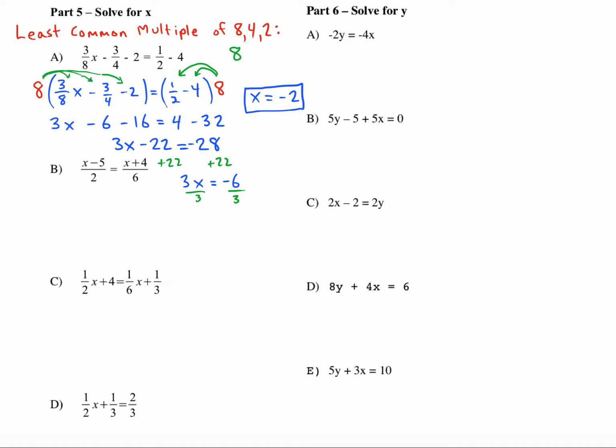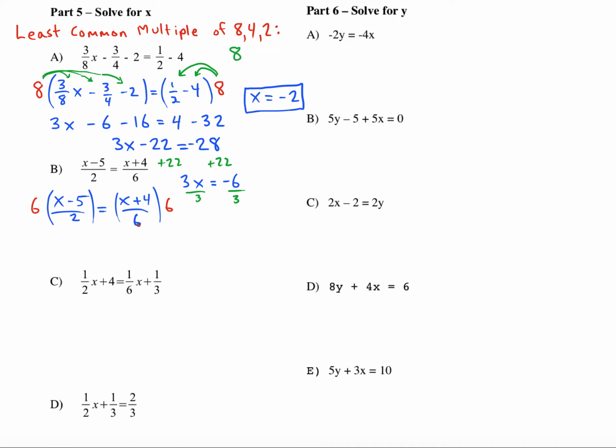All right, how about for b? Now, if we can just multiply both sides by that least common multiple, then it will make it a lot easier. So what's the least common multiple between 2 and 6? Well, 6. 6 is divisible by itself, and 6 is divisible also by 2. So let's multiply both sides by 6.